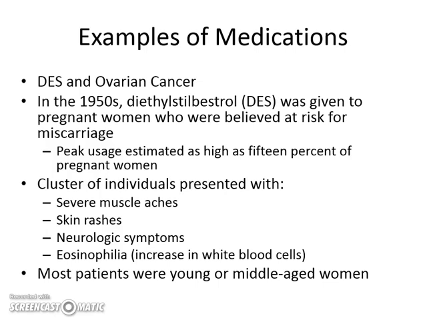So you need to ask yourself, does the medication do what it's supposed to do, and are there any harmful side effects? An example is DES and ovarian cancer. It was once given to pregnant women, and they gave it to the women if they thought that they might be at risk for a miscarriage. It was supposed to prevent them from having the baby too early and the baby dying. However, when they were using it, they found a cluster of individuals who reported all these symptoms. And most patients were young, middle-aged women. And so once they figured out those symptoms were happening, obviously they stopped using the drug.